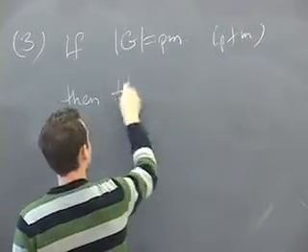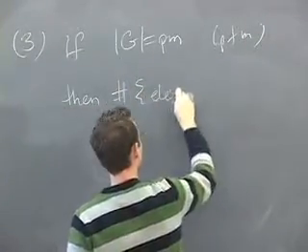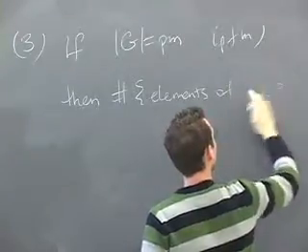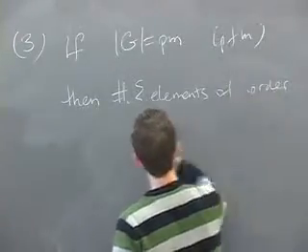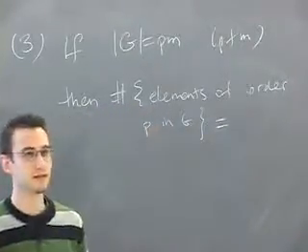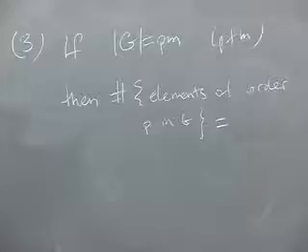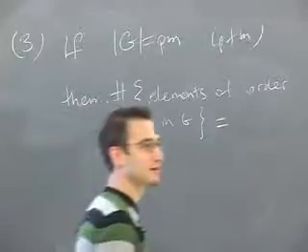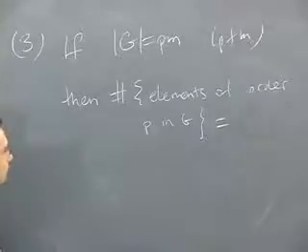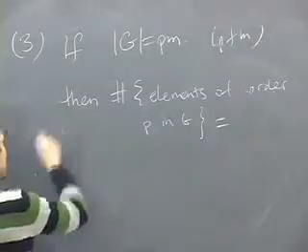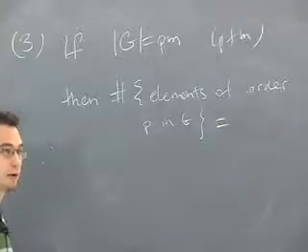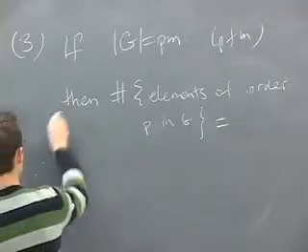Then the number of elements of order p in G is what? How many elements of order p are there? So remember, if I have an element of order p, then it generates some cyclic subgroup. Now it's a Sylow p subgroup. Now all of these are conjugate.